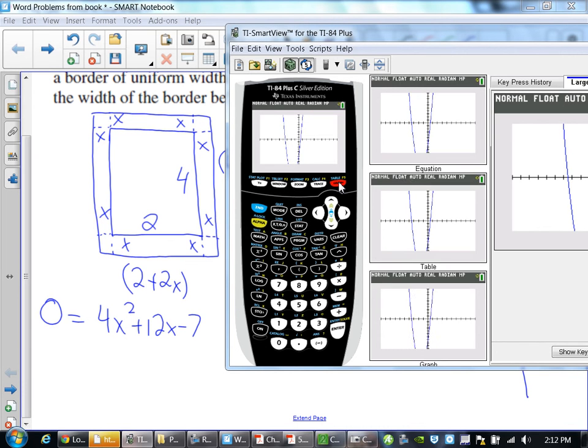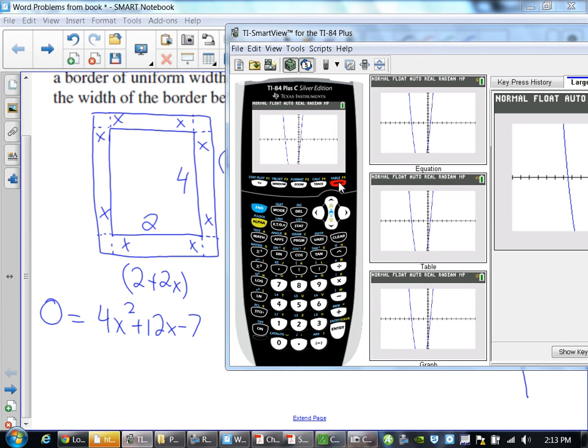I get some sort of a graph. Are you okay with that? Now, what this graph is doing is we don't see the very bottom of the vertex. But does that matter to me? No, because I'm looking for the zeros here.